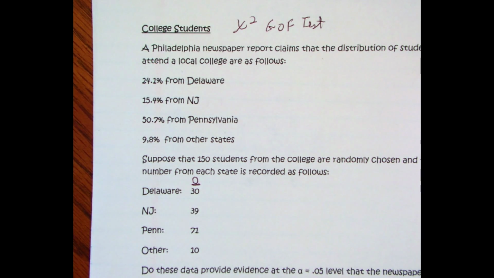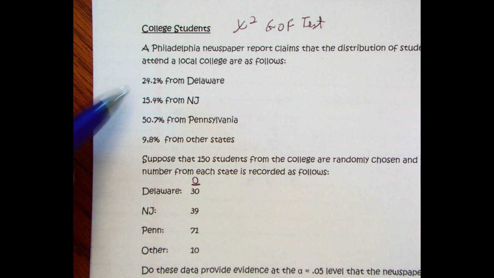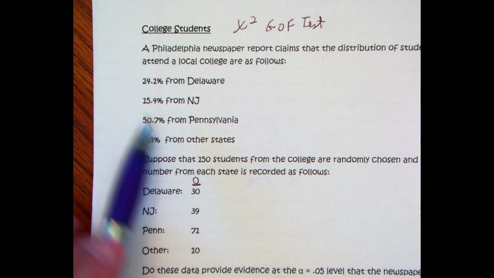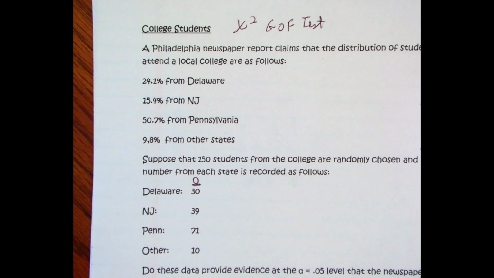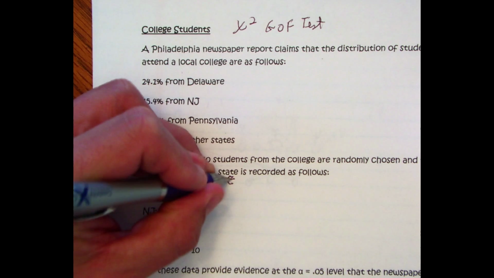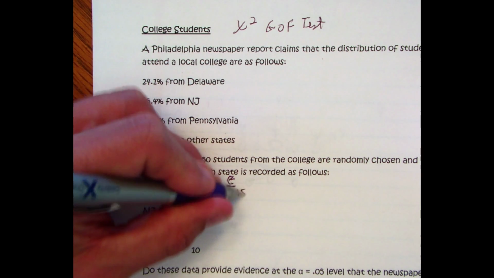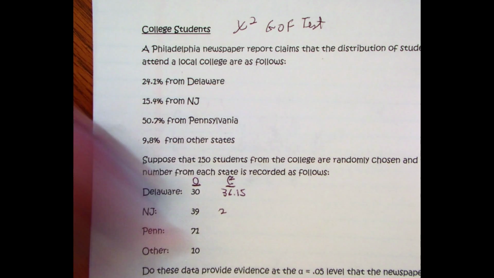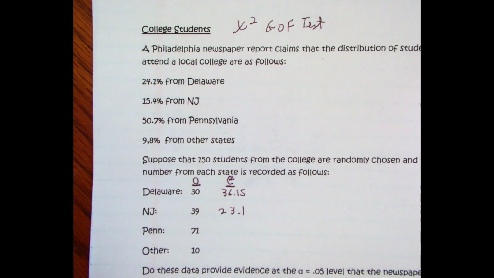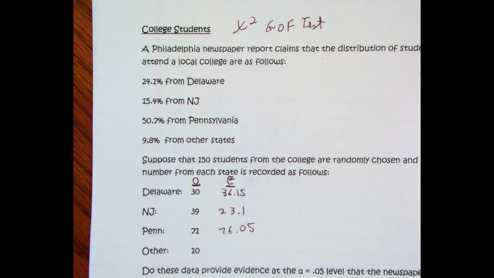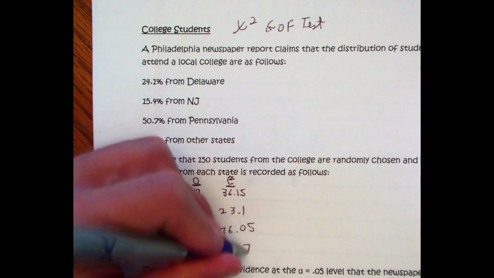Now, our expected values are not. Our expected values are in percentages. So those are all right here, and we've got to change those all to counts. Now there's 150 students, so we have to do each of these percentages, and I've kind of already done those. I'm going to put those right here, and those come out to 36.15 for Delaware, 23.1 for New Jersey, 76.05 for Pennsylvania, and 14.7 for other.